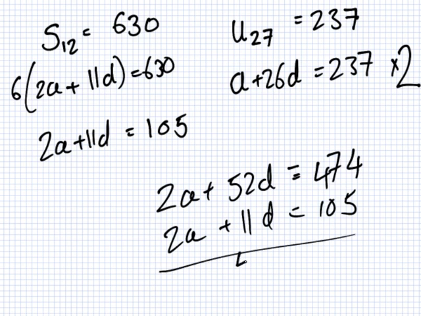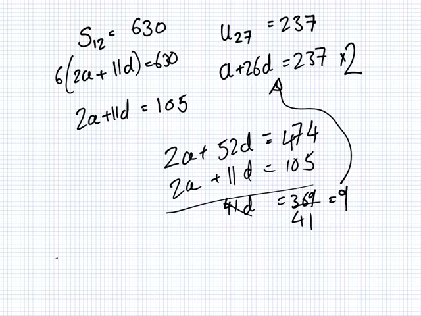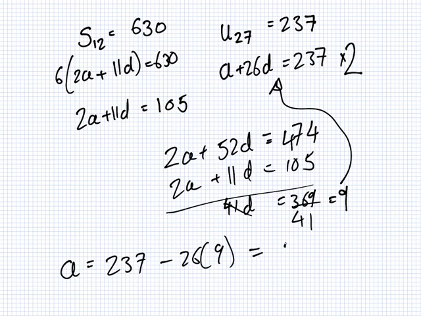What's that? 41d equals 370. No. What is it? And does 41 go into 369? Make me happy and tell me it does. 9 times? Good. And I can put the 9 back into this one to get the D. Let's see. A equals 237 minus 26 times 9. So what do we get for the A? 3. So I have my A and I have my D now.